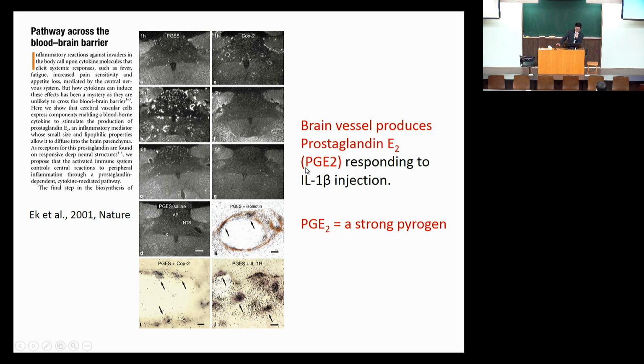And then I checked more for these endothelial cells. Endothelial cells are on the vessels in the brain, and this prostaglandin E2 is a strong pyrogen. We have checked in this paper. They reported that brain vessels produce prostaglandin E2 in response to the cytokine IL-1 beta.